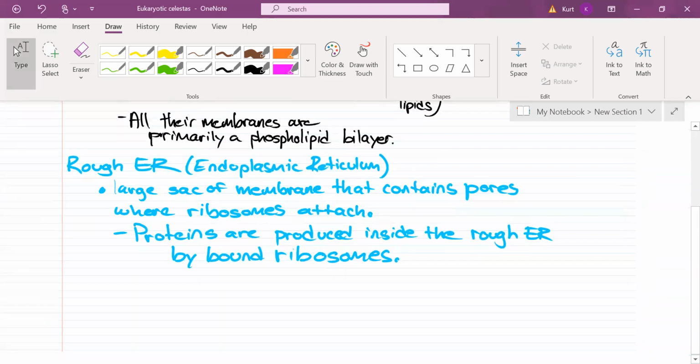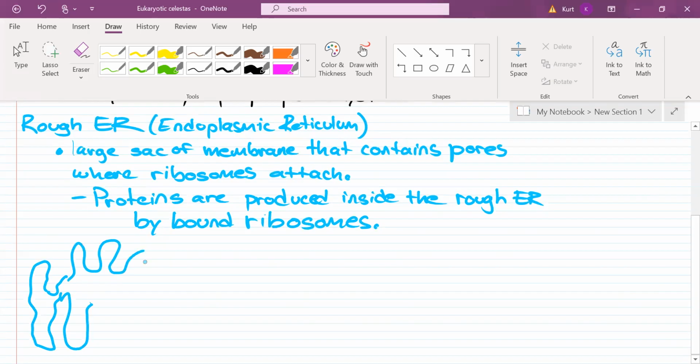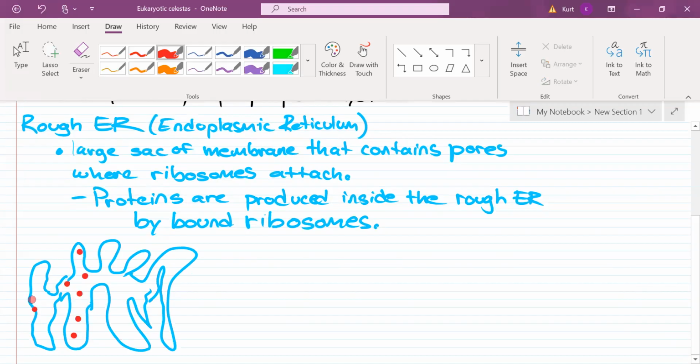Okay. So what I'm going to do next is I'm going to try to draw the ER. It's not going to be a pretty picture. It looks like a coral reef. It's just a bunch of squiggles and a bunch of curves. I mean, that's pretty much it. And because it's a rough ER, we're going to cover it in ribosomes. These red dots are ribosomes. And what do ribosomes produce?